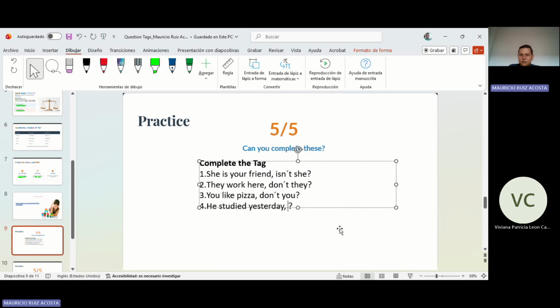And the next one, for example, here the sentence is in the past. Then we must use the auxiliary verb in the past too. Then we use did, and also in the negative way because the statement is in a positive way. Didn't he? Okay.